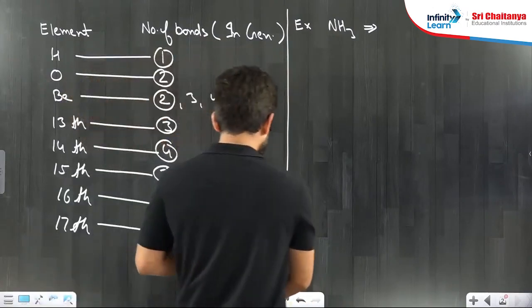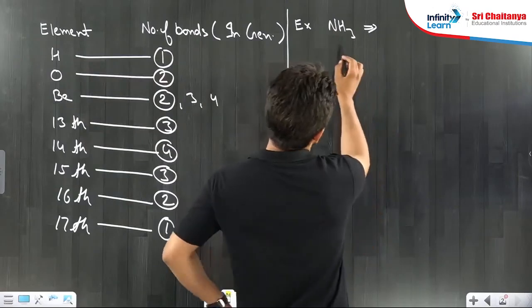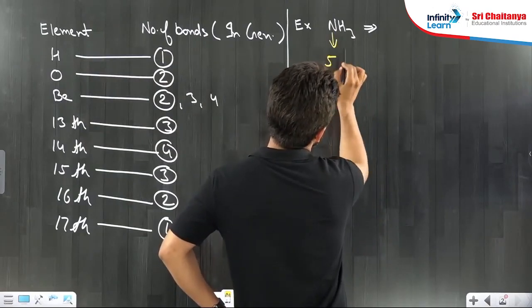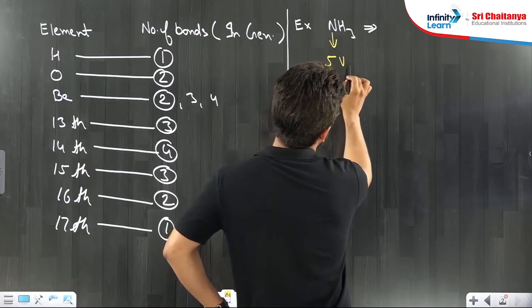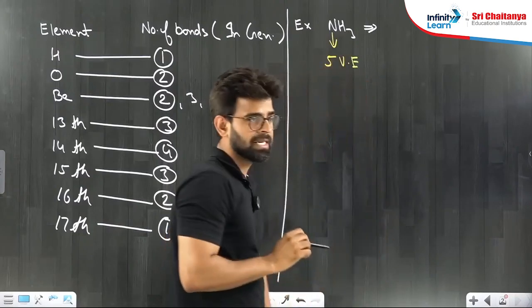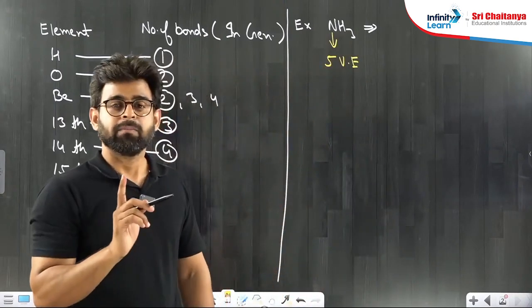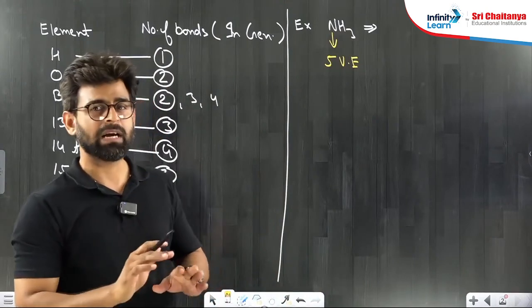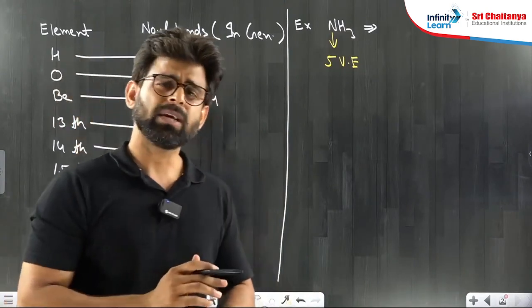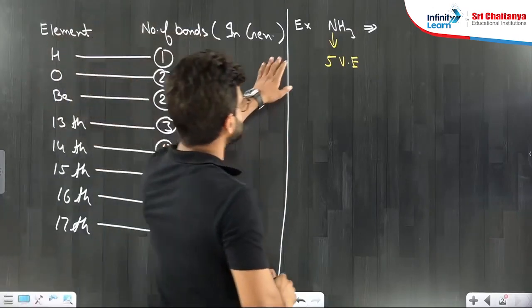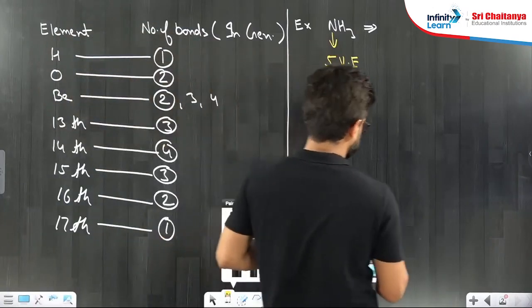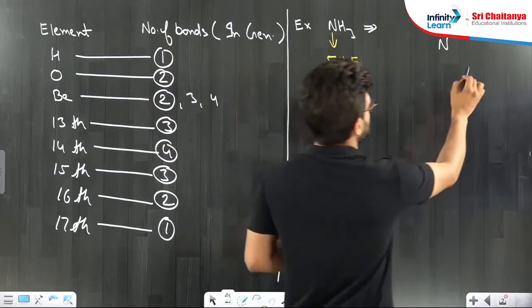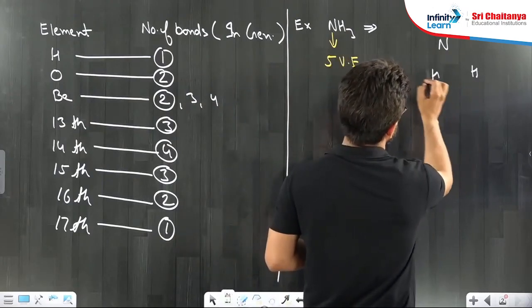Tell me first of all, my first sequence, but from where we have to start, the nitrogen belongs to 15th group, remember that. And it has 5 valence electrons, fine. So as you can see, there's only one nitrogen and three hydrogen. So it's very much clear that nitrogen will be the center atom and hydrogen will be the surrounding.